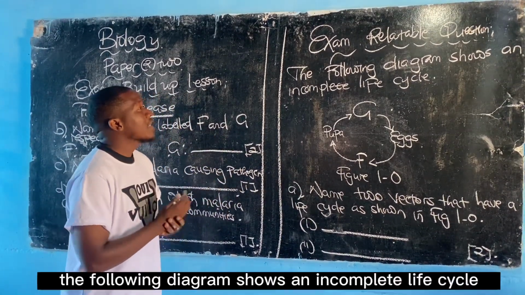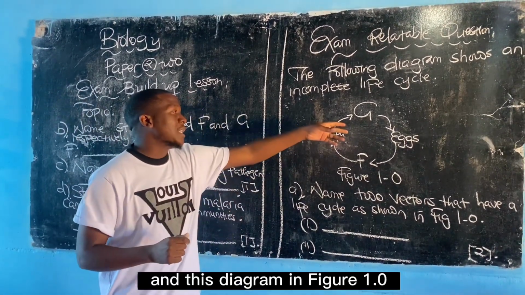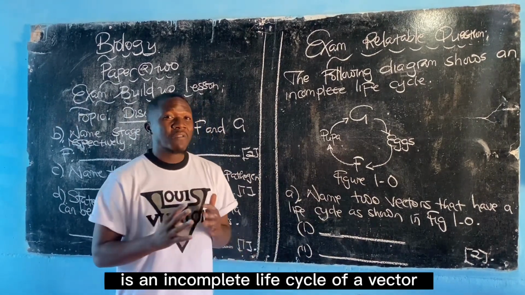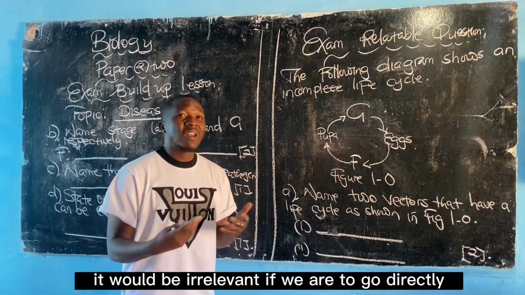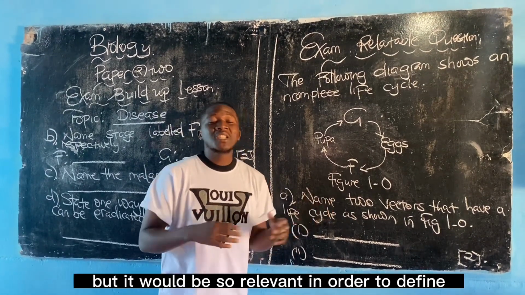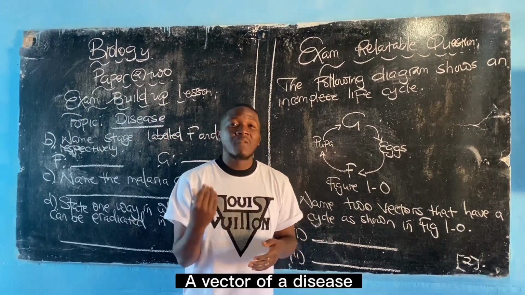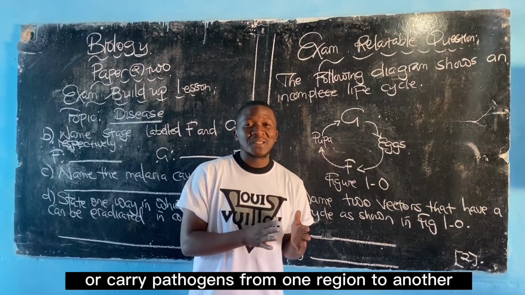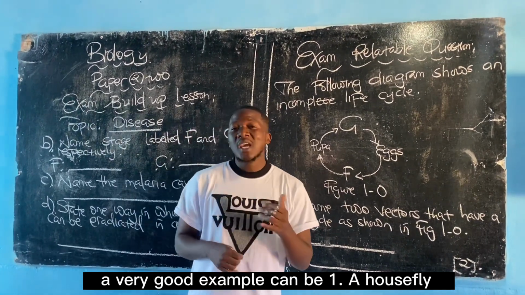The question says, the following diagram shows an incomplete life cycle. And this diagram in figure 1.0 is an incomplete life cycle of a vector. And as students taking biology to be compulsory, it would be irrelevant if we were to go directly and start answering or handling the question, but it would be so relevant in order to define the term vector. A vector of a disease is an organism that can transmit pathogens or carry pathogens from one region to another. A very good example can be a housefly.